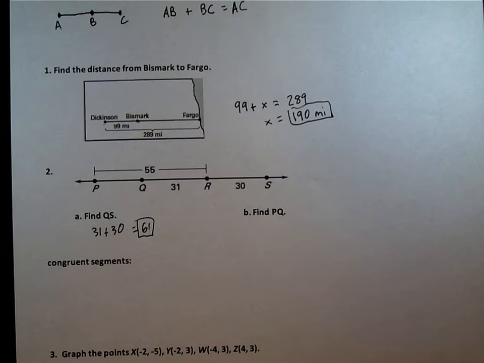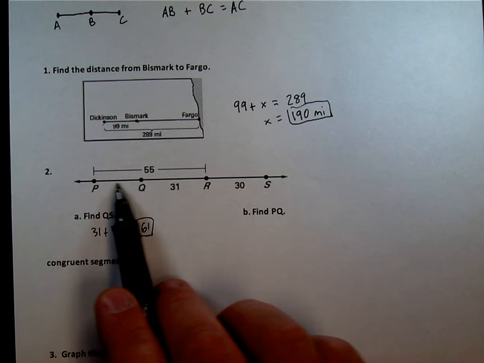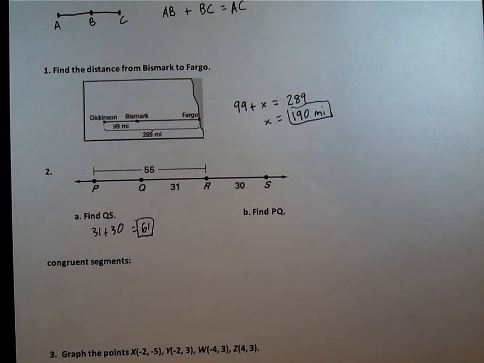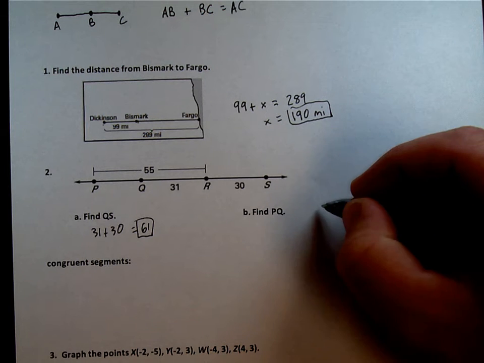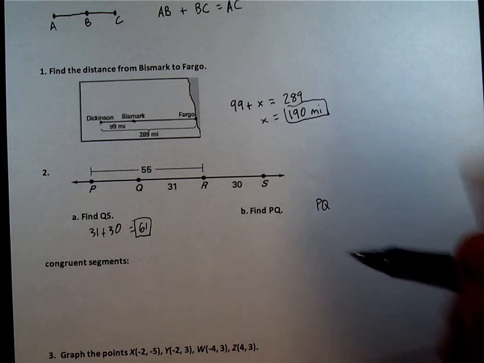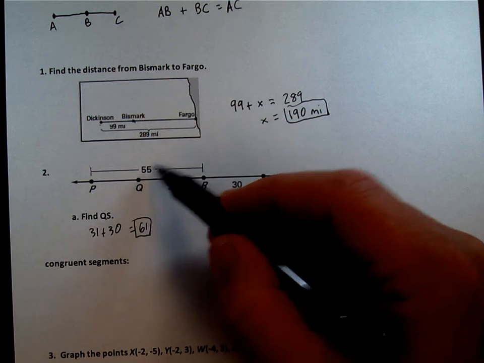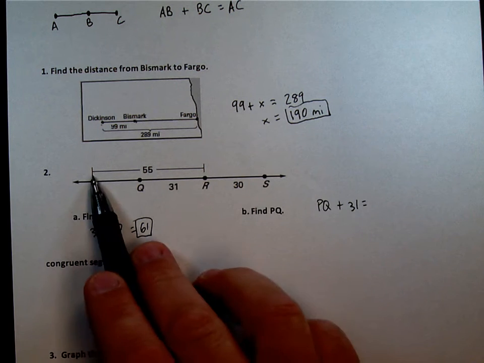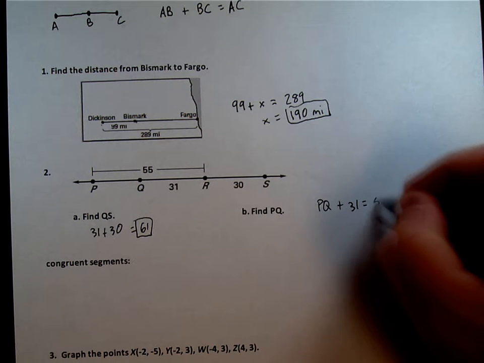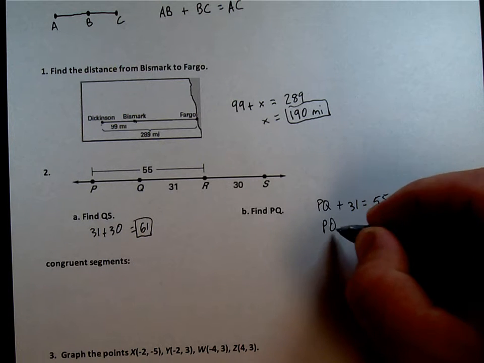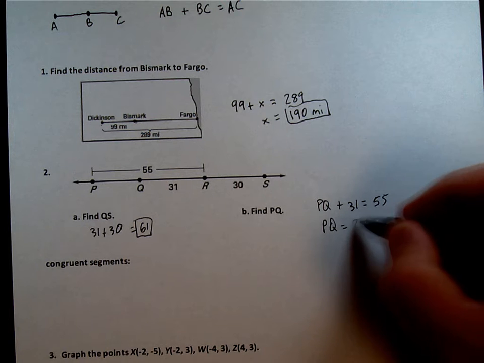If it says find PQ, well, that's part of the 55 segment, but it's not the whole thing. So what we have is, from P to Q is something, plus Q to R is 31, and when we add those two things together, we get the total of 55, that spanned the whole 55. And now we can use subtraction to solve for PQ. So we get 24.